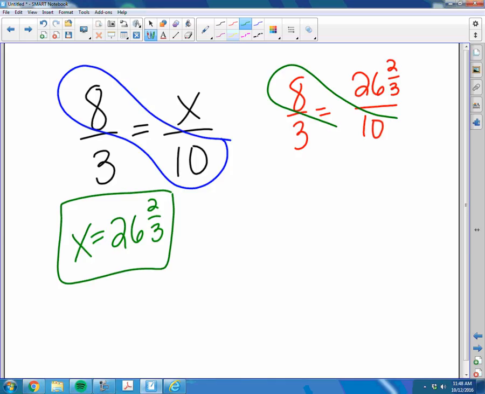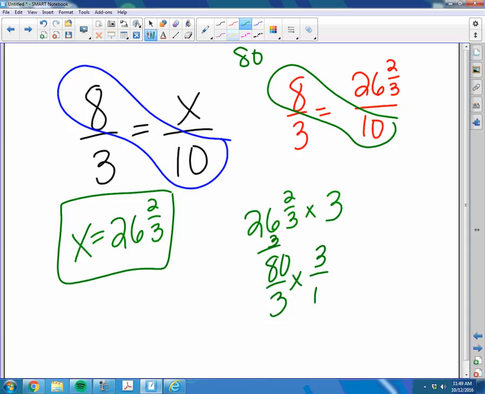What is 8 times 10? We know that's 80. So what we really need to find out is what is 26 and 2/3 times 3? Now we have the mixed numbers, right? So I'm going to do the Texas method. 26 times 3 is 78, plus 2 is 80, over 3 times 3 over 1. 240 over 3, or 80, which is the same as 80.